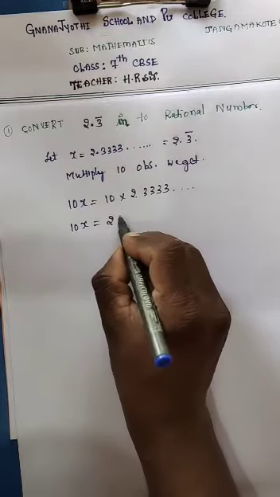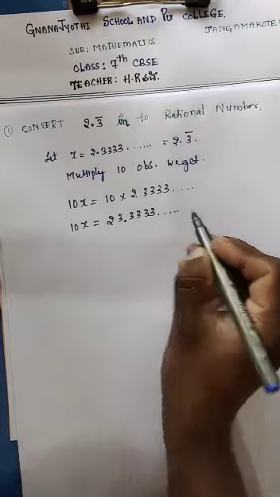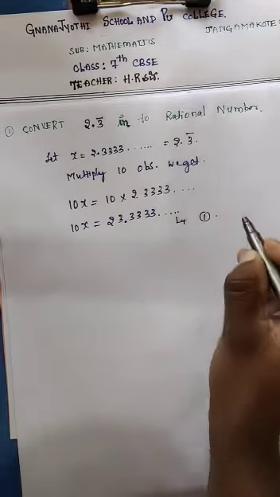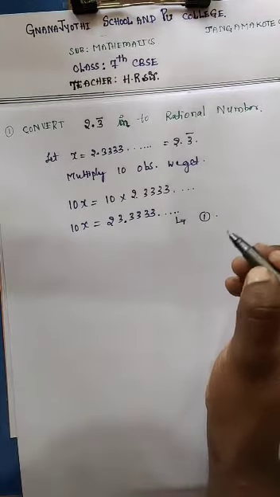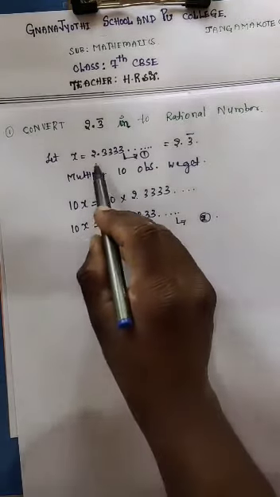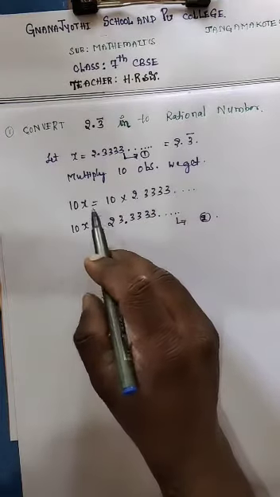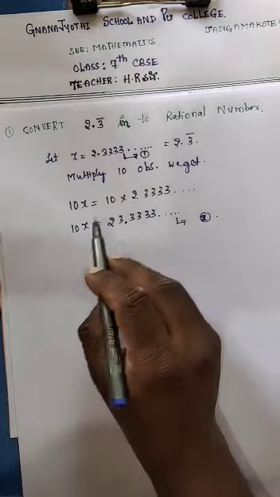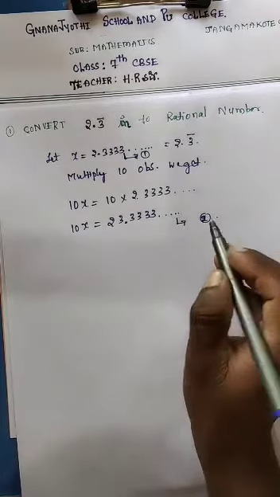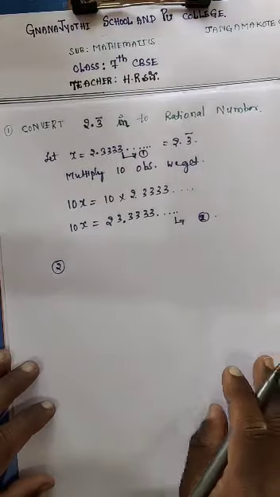We get 23.3333 etc. Call it equation number 1. x is 2.333. Call it equation number 1. And after multiplying 10 on both sides, we get 10x equal to 23.333. Call it equation number 2. So next we have to subtract 1 from 2.